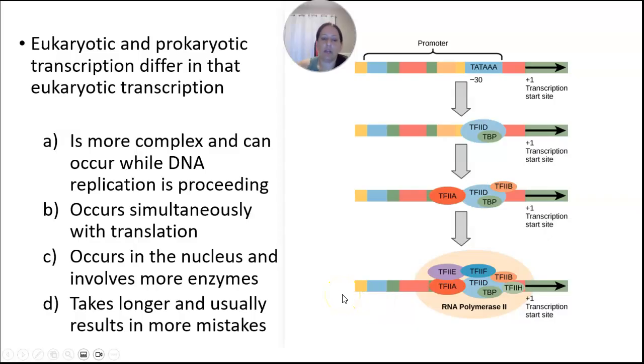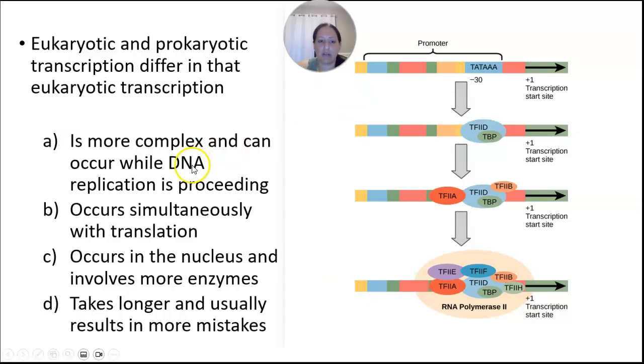Here we go. So eukaryotic and prokaryotic transcription differ in that eukaryotic transcription, so C would be the correct answer. It occurs in the nucleus, and it involves more enzymes, more proteins, more transcription factors, it's more complex. The rest of these answers are not correct.